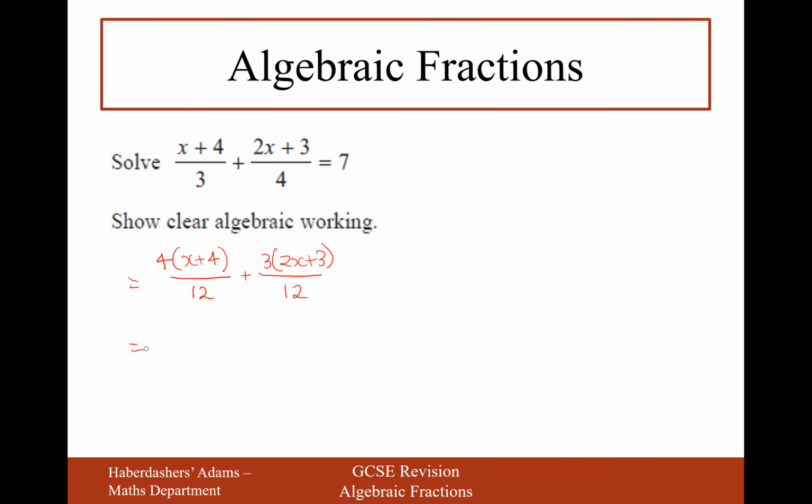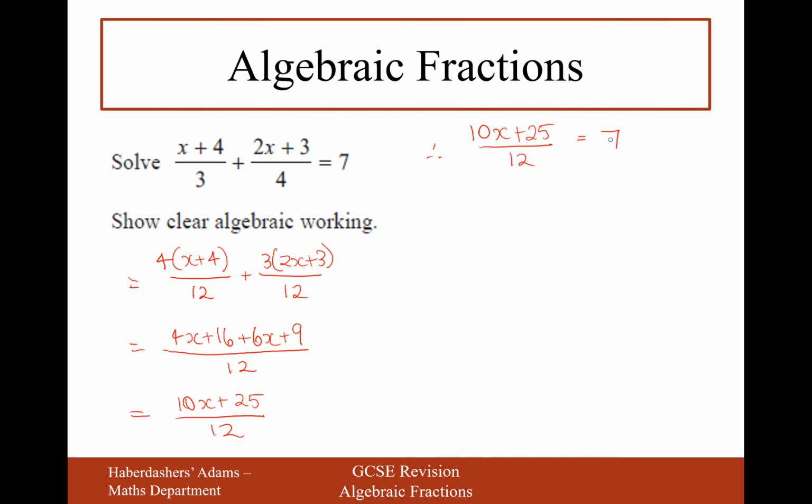So let's now expand the brackets and write this all over 12. So it's going to be 4x plus 16 plus 6x plus 9. And simplify it, so that'll make it 10x plus 25 over 12. So therefore we now have the fraction 10x plus 25 over 12 equals 7.